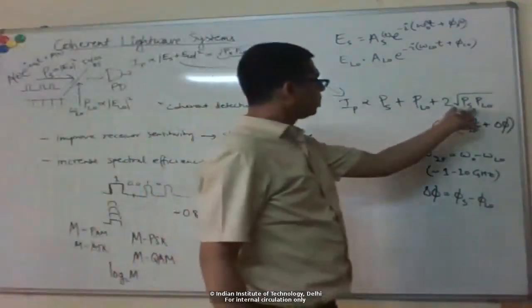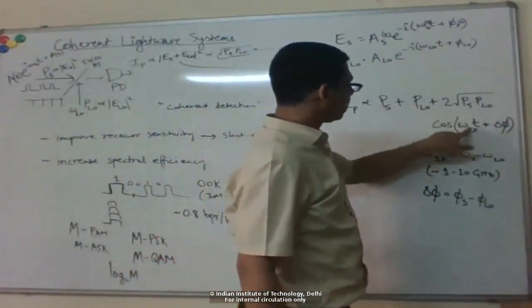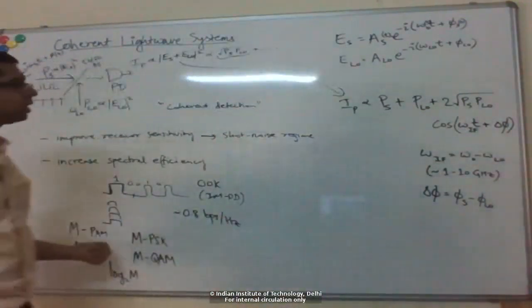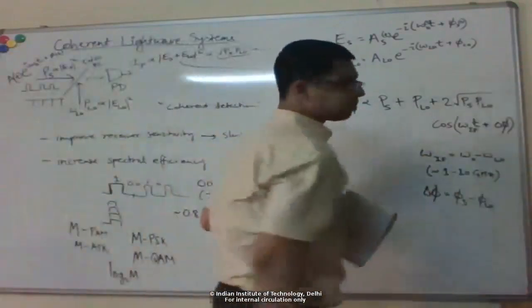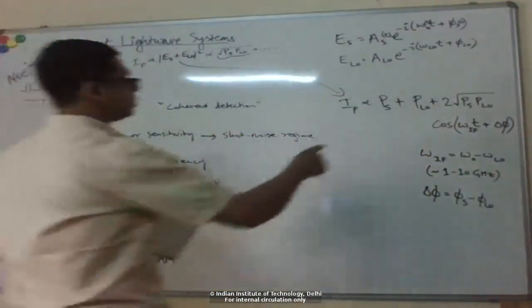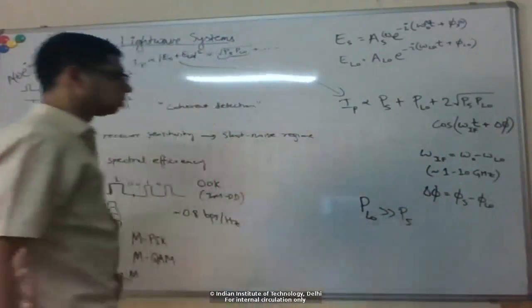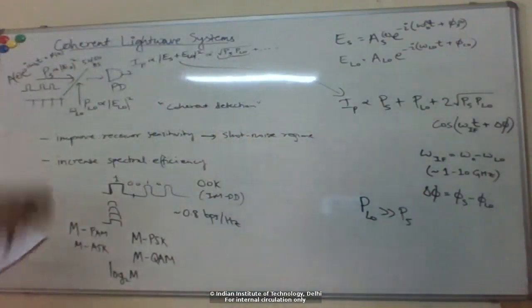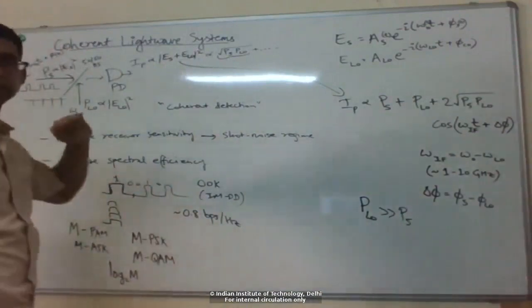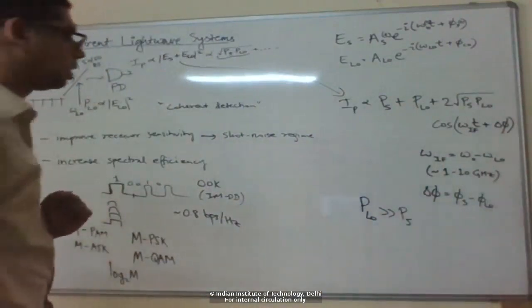So you can see that from this cross term I am getting a signal which is proportional to the amplitude of the signal, also the frequency of the signal and the phase of the signal. Depending on how I'm encoding, from this cross term I can recover my data. And typically my local oscillator power is made much larger than the incoming signal power. We saw that the incoming signal power for typical links would be maybe in the microwatt range, while local oscillator powers are maybe in the milliwatt range.